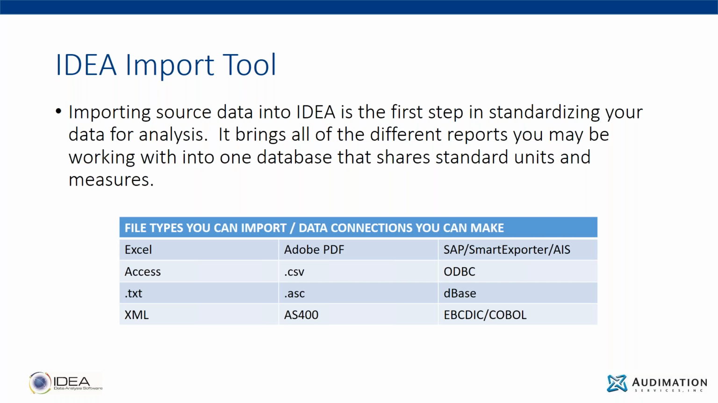On the screen is a table that shows the different file types that you can bring in. Most ERP systems allow for ODBC or some sort of export to either CSV or Excel. Those are the most common, but there are still a lot of reports that the only way you can get them is in Adobe PDF, that sort of thing. So, after working with IDEA for the last 12 years, I have not found a file I couldn't import unless it was a graphic, an actual picture. And then you just run that through optical character reading software, and away you go.